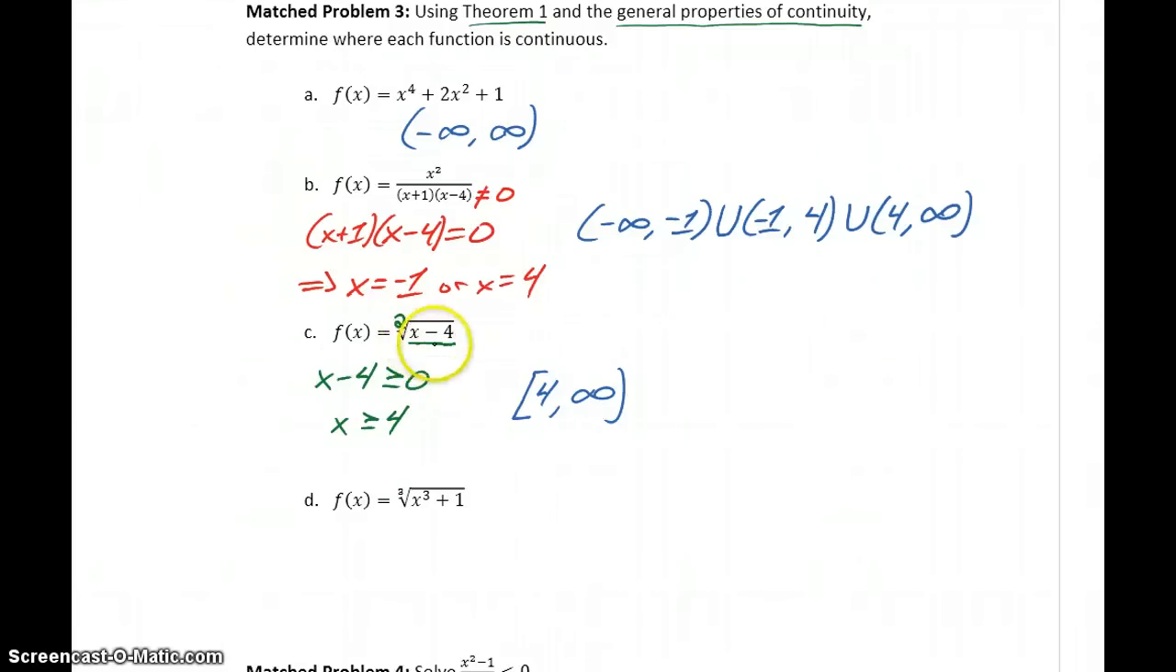So again, all we need is this interior portion to be non-negative, since it's an even root, and since that's a polynomial, that's continuous everywhere, so there are no other values that we have to worry about.